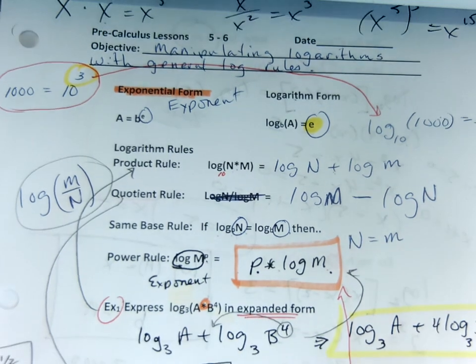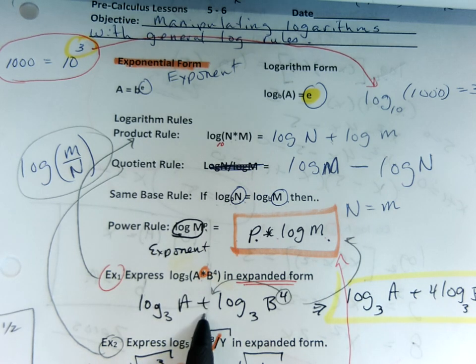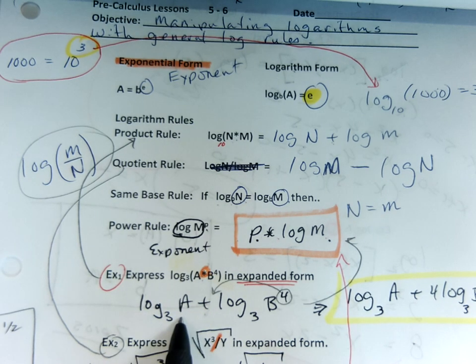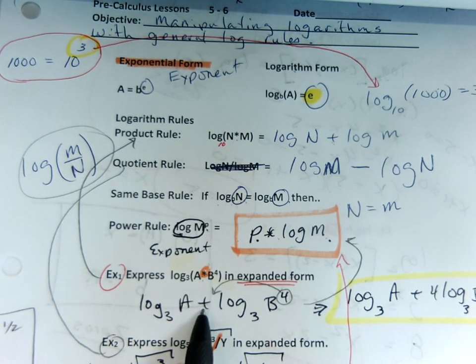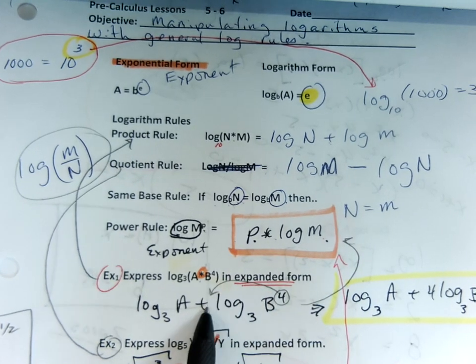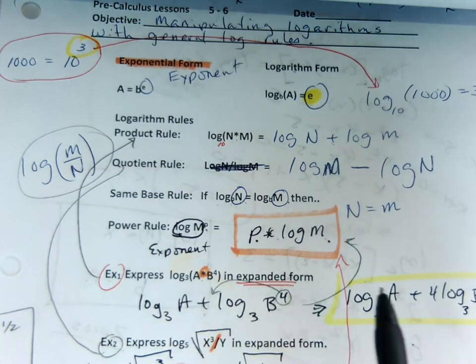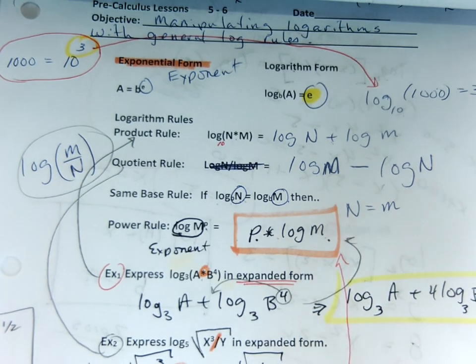Now, let's use that. So in example 1, I see the times. Two bases will be multiplied, so I add their exponents. So I rewrite it as log base 3 of a plus log base 3 of b to the 4th, okay? So if I multiply, I add the logarithms. And then another thing I'm going to do is this b to the 4th. I'm going to use this rule here. I'm going to float the exponent down. So an expanded form is log base 3 of a plus 4 log base 3 of b.